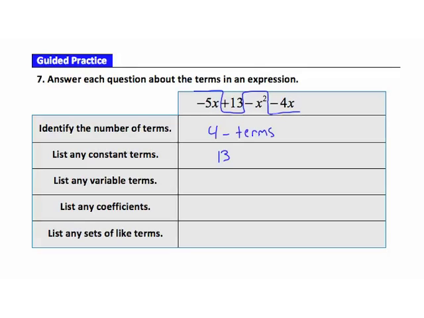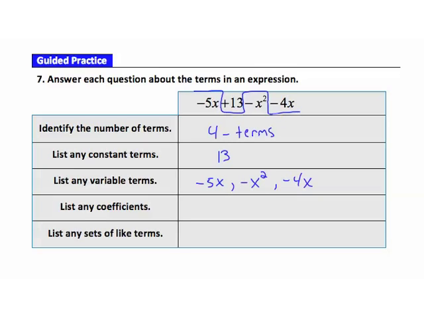List any variable terms. Well, any term that's a variable term is going to have a variable in it. So we have negative 5x, and we would want to make sure we include the negative sign on that. We have negative x squared. And we also have negative 4x as our variable terms.